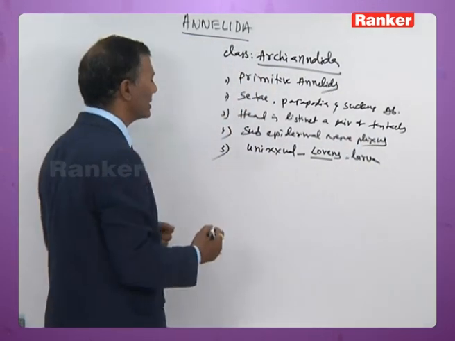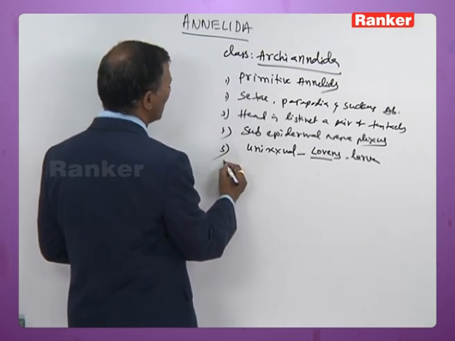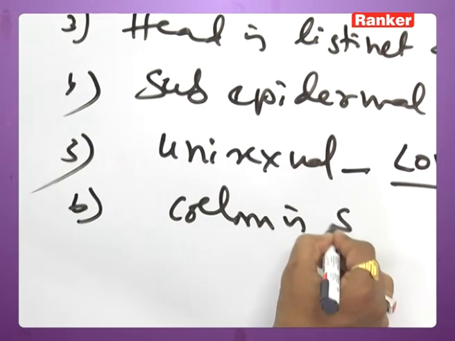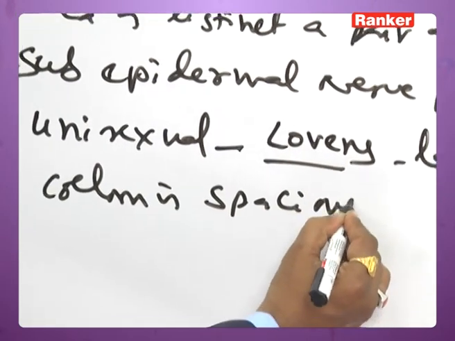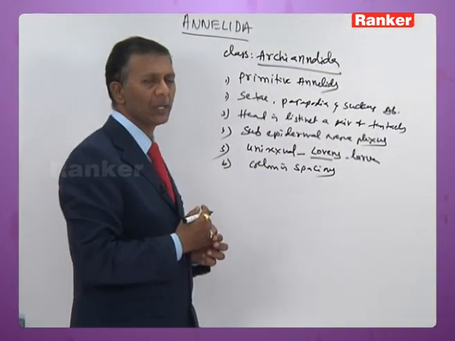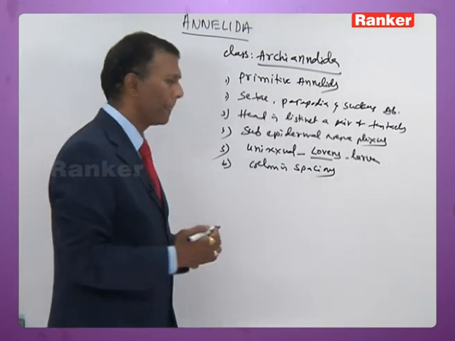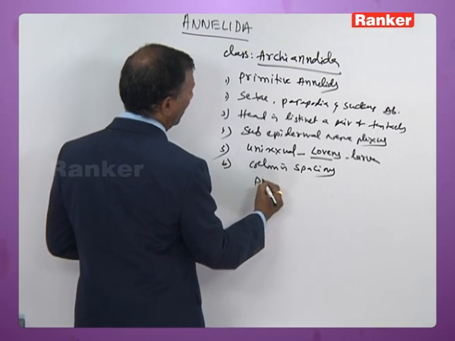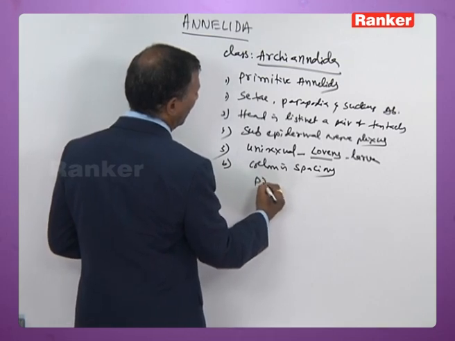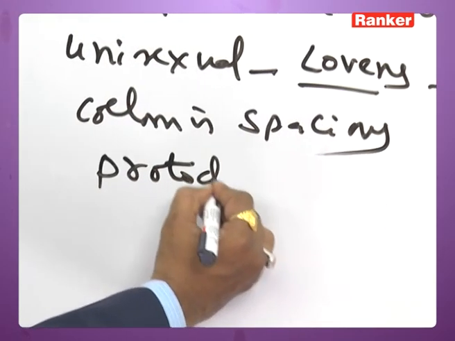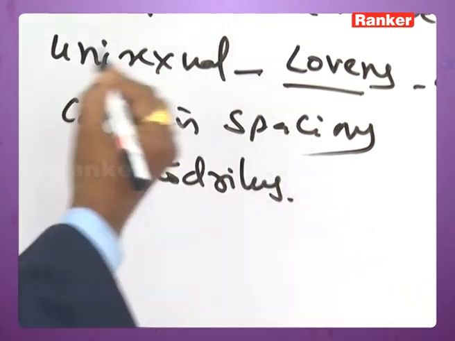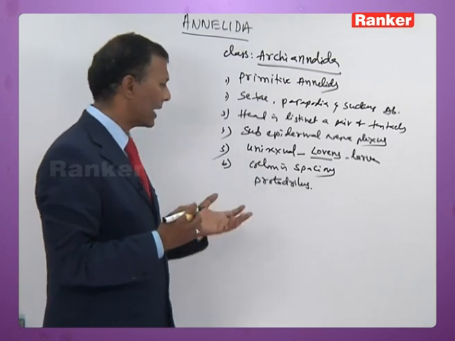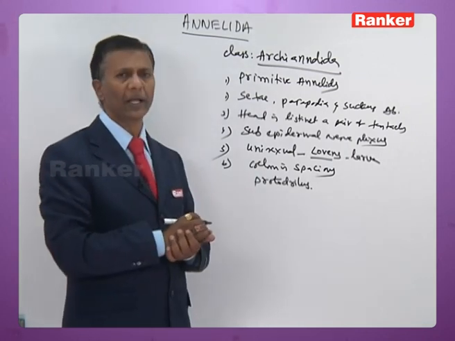Unlike Hirudinians, in archiannelids, coelom is spacious. Then the examples are Protodrilus. Protodrilus is one example for Archiannelida.